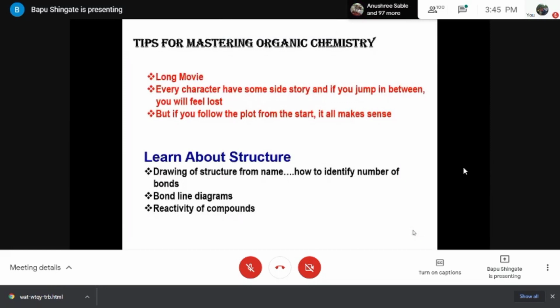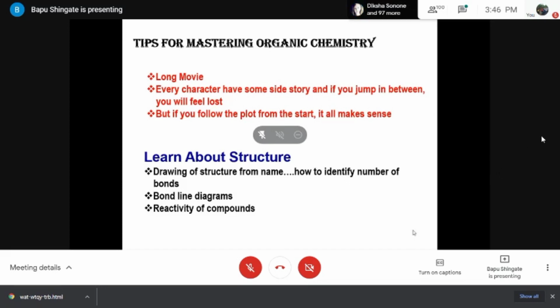As I told you, organic chemistry is a long movie and every character has some side story. Every character has some side story, and if you jump in between, you will feel lost. Suppose you have studied organic chemistry in the first semester very well, and if you have missed the second semester, then you are unable to understand organic chemistry in the third semester. That's why continuation is important. Even if you did not prepare organic chemistry in 11th or 12th standard, it becomes difficult to learn or understand organic chemistry in BSc first year as well. Similarly for post-graduation.